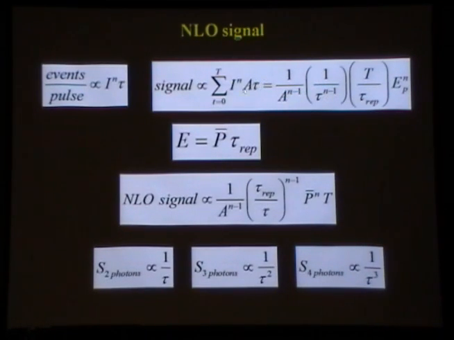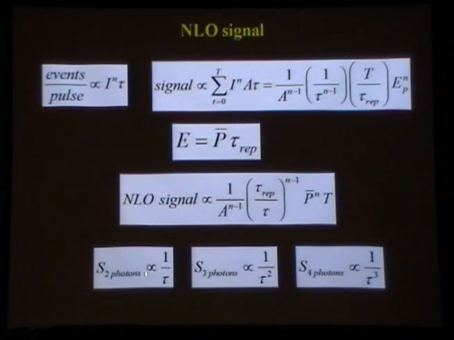You're going to have this tau here and the other tau there, so you're going to have tau to the power n minus one, and you're going to add on the number of pulses, which is the integration time divided by the rep rate. This is the energy per pulse to the power n. So everything goes with the pulse width to the n minus 1, the integration time, the average power to the power n, and the inverse of area to the power n minus 1.